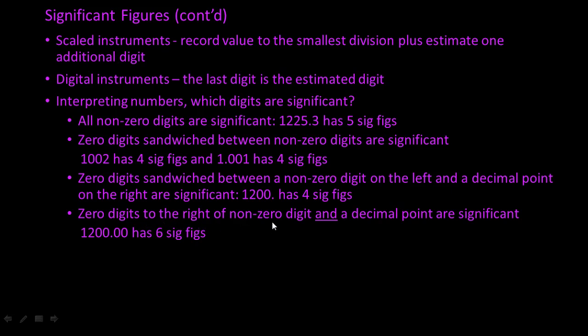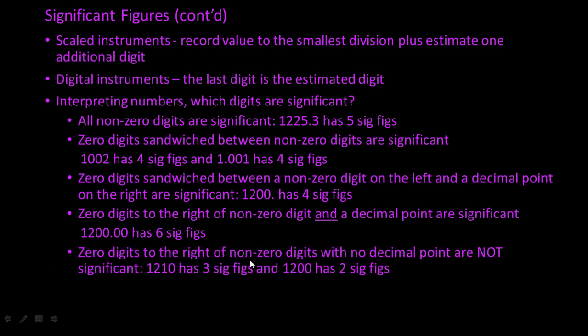0 digits to the right of a non-zero digit and a decimal point are significant. So for instance, here we have 2 zeros that are to the right of the non-zero digits, and they're also to the right of the decimal point. So all of these digits, all 6 of them, including these 2 zeros, are significant, and this number has 6 significant figures. That means we know with certainty to the 10th digit, and we're estimating that the 100th digit is 0.